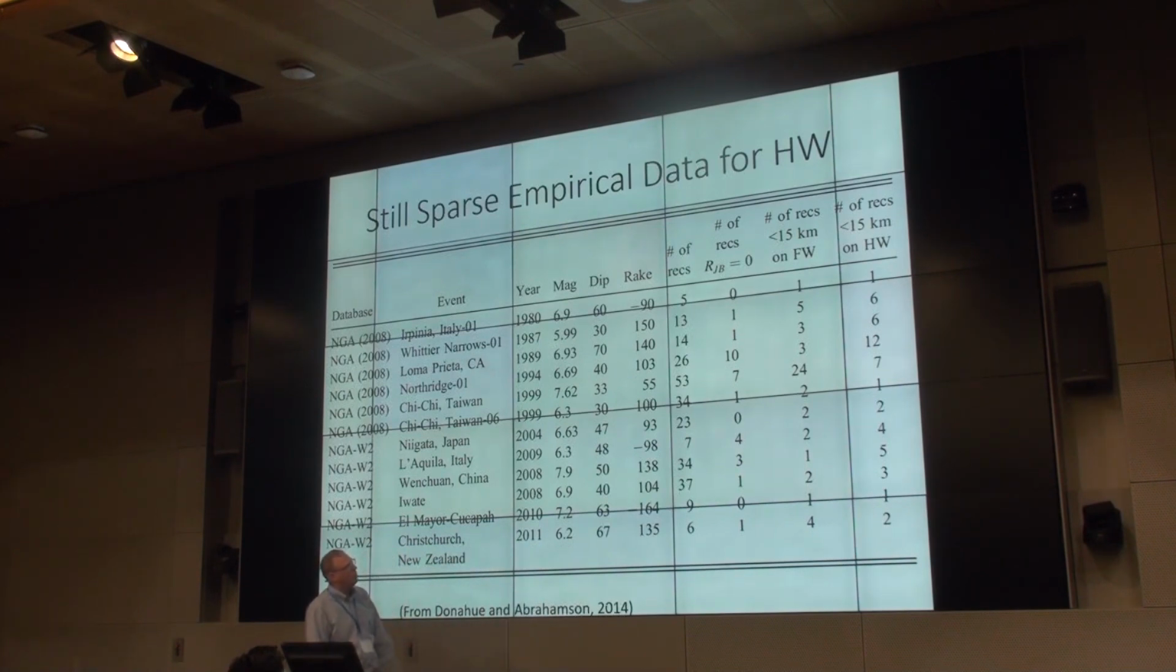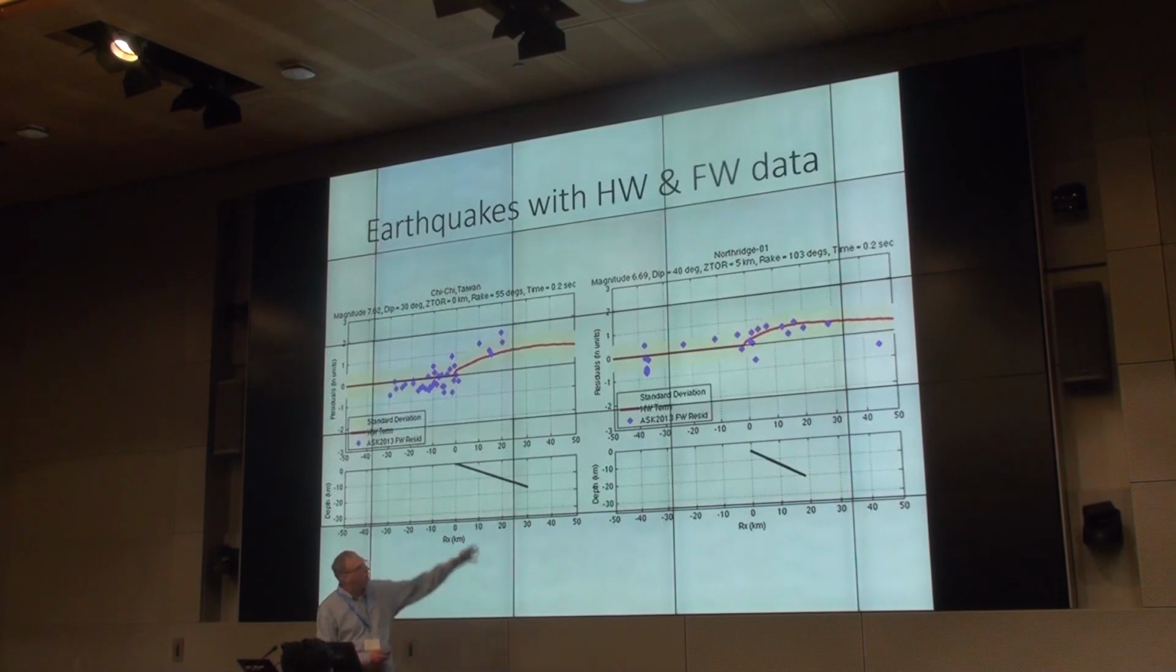Okay, and there's only a couple of earthquakes, about 4 of them, that have more than one recording over the top of the rupture. The 2 main earthquakes that have data for us are Chi-Chi and Northridge, and then we go to Wenchuan and L'Aquila to try to get something to work with. That's all there is.